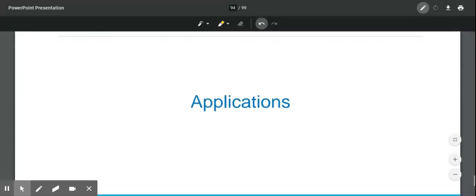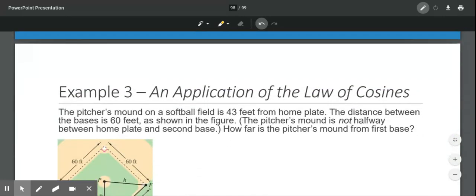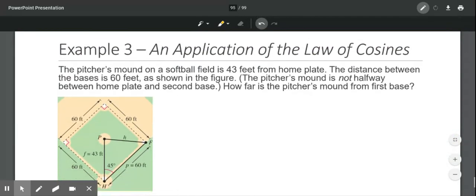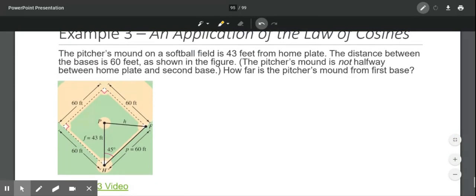All right, so let's use law of cosines in a story problem. So here we have a baseball diamond, and it says the pitcher's mound on a softball field is 43 feet from home plate. The distance between the bases is 60 feet as shown in the figure. The pitcher's mound is not halfway between home plate and second base. How far is the pitcher's mound from first base?